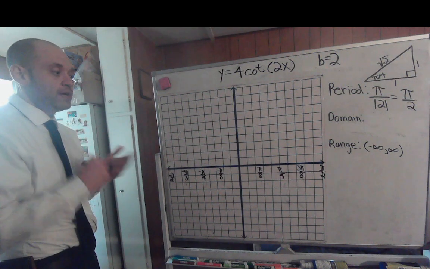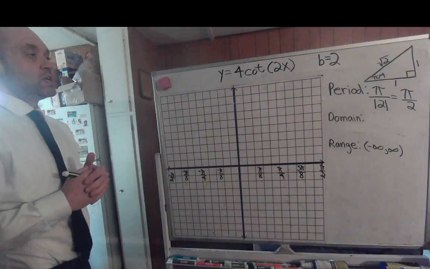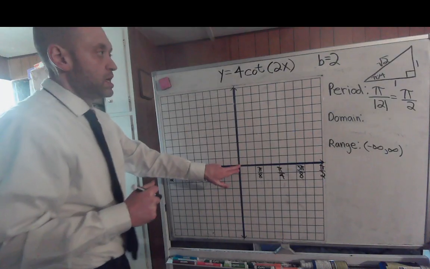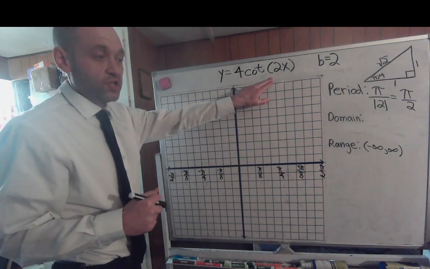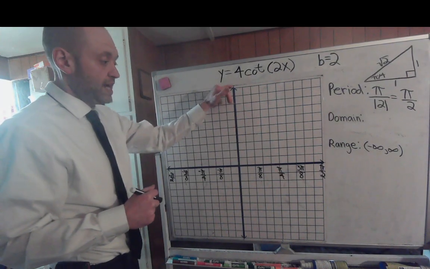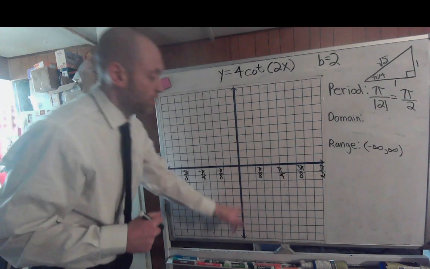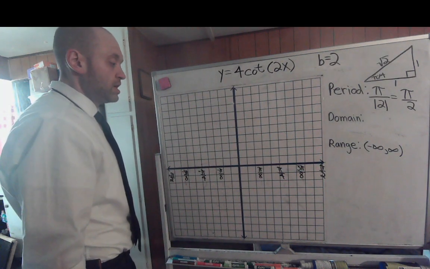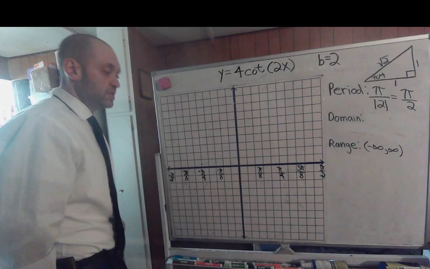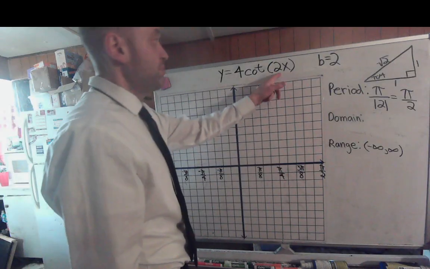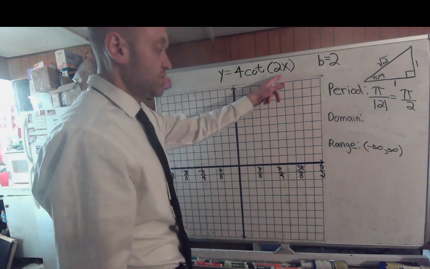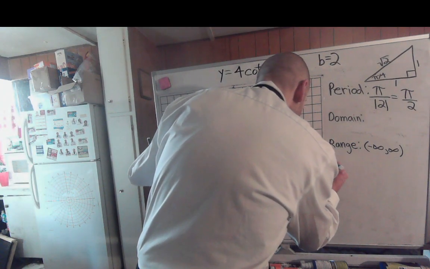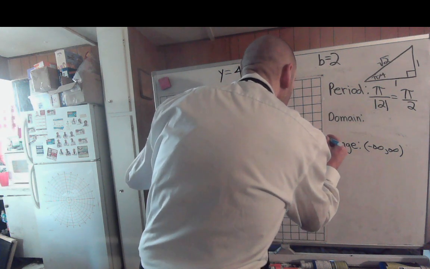Now what's the domain? Alright, so what if I put in 0? Well, that would give me the cotangent of 0, which is undefined. So we know we have an asymptote at 0. What if I put in pi over 2? So if I put in pi over 2, what am I going to get? That would give me the cotangent of pi, which is also undefined, which means I have another vertical asymptote at pi over 2.